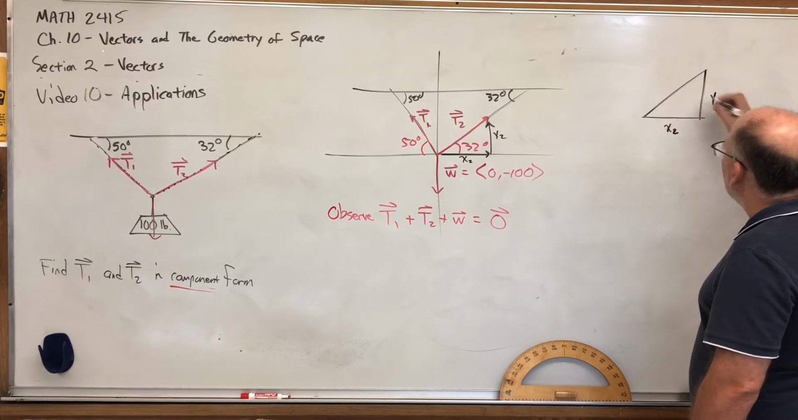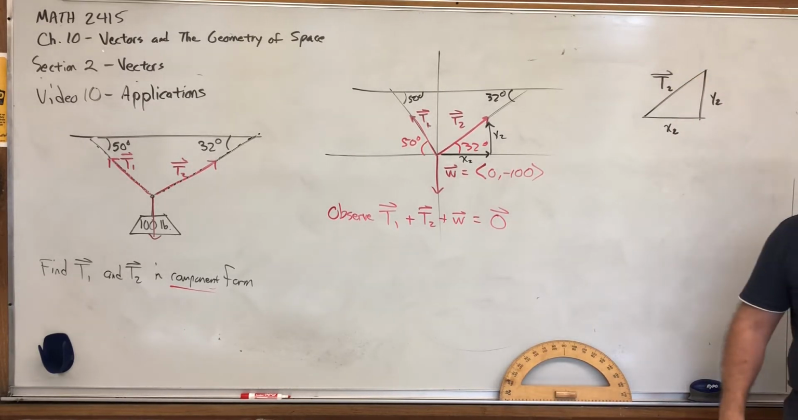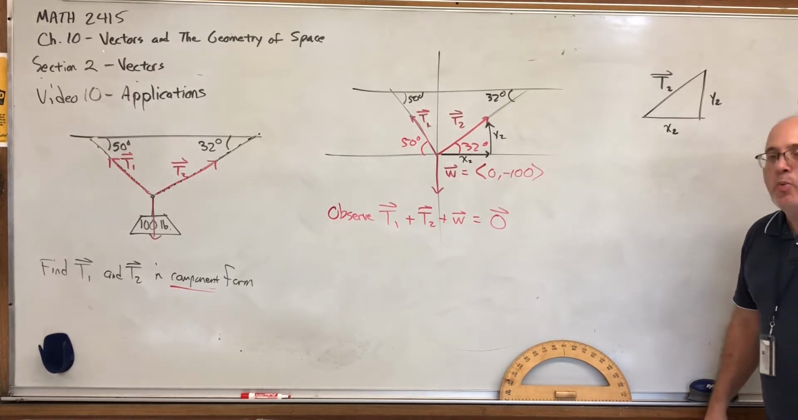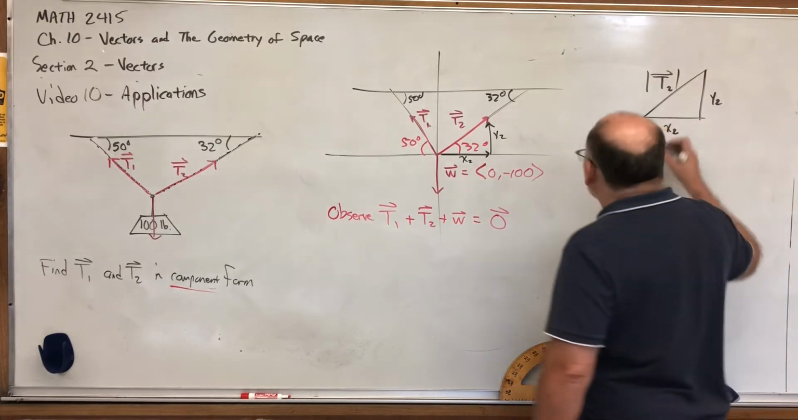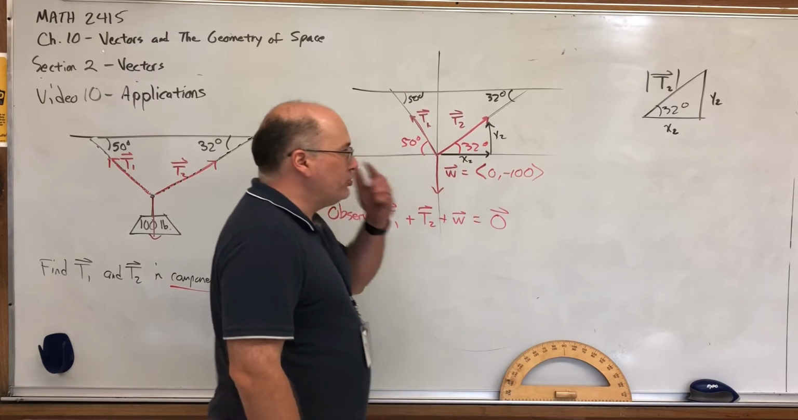x2, y2, but I can't put t2 there. Because if I'm doing trigonometry, I'm thinking about the lengths of these sides, and this is not the length of that side. What is the length of that side? The magnitude of that vector. There's a 32-degree angle here. Now let's do some trigonometry.